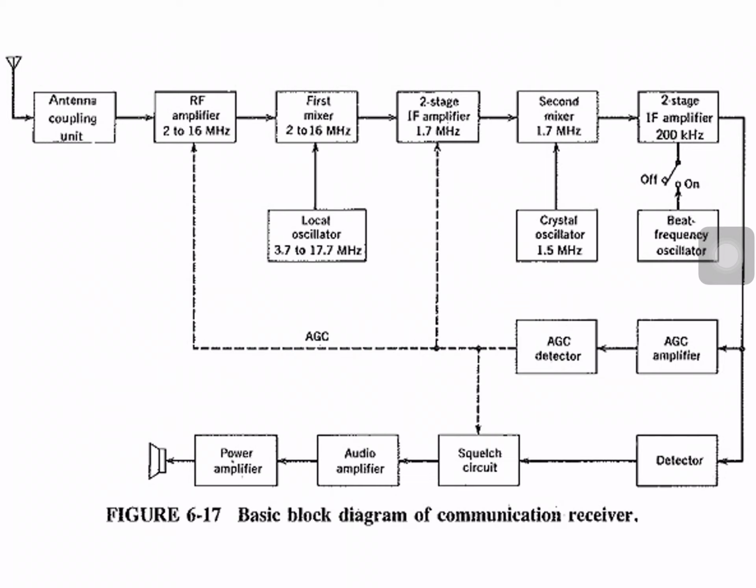Now a beat frequency oscillator gives an output, which is mixed here at the IF amplifier, and the output of the signal is given to the automatic gain control amplifier and also to the detector to demodulate the output. Now this detector output is given to the squelch circuit. This we will also learn in the next topics. The squelch circuit's output is given to the audio amplifier, and it is again given to the power amplifier.